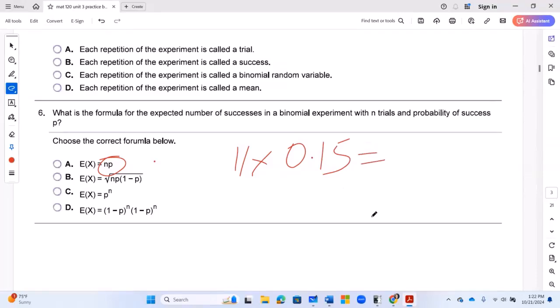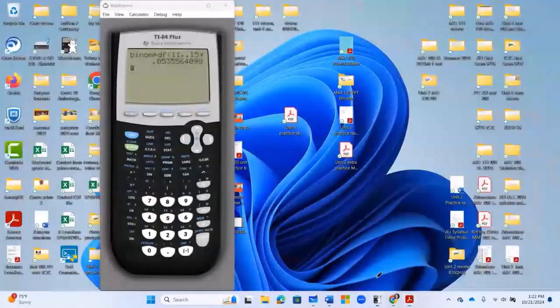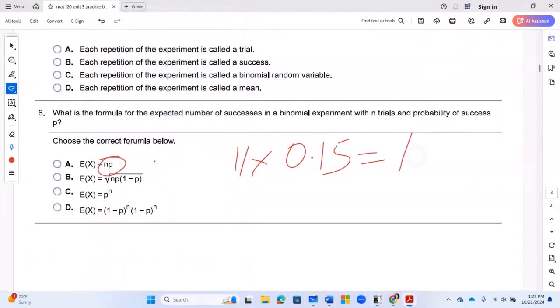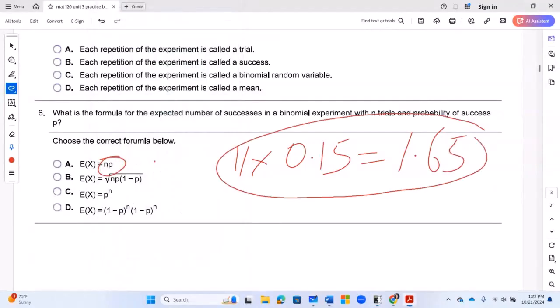And if you pull your calculator up, you see that the expected value of the mean, 11 multiplied by 0.15, is equal to 1.65, the expected value. The mean is allowed to be decimal. Okay, so this is the expected value, or expectation for binomial.